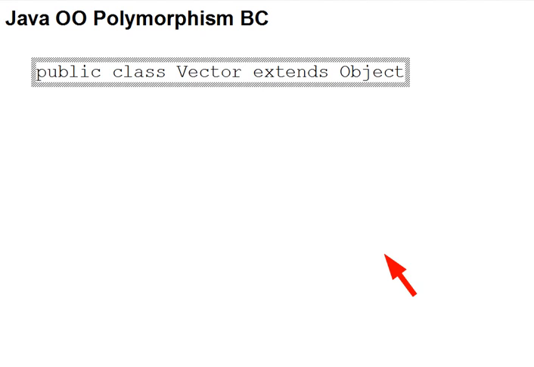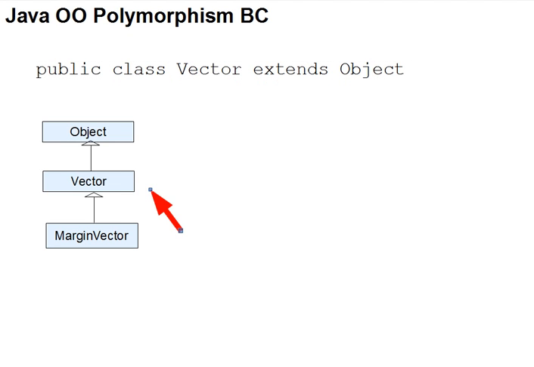Now, Object is the grandfather class, if you will, from which all other classes in a Java program ultimately derive, whether they're library classes like String or developer-defined ones like Vector. And Object is the only Java class that has no base class. Everybody else has at least Object. And note that we now have margin vector deriving from vector, which in turn derives from Object.